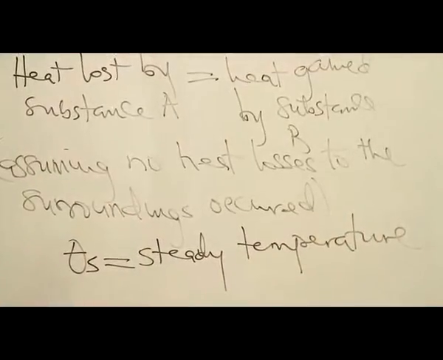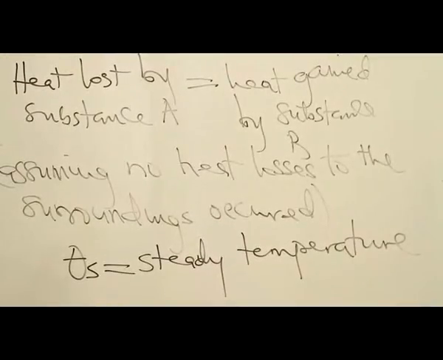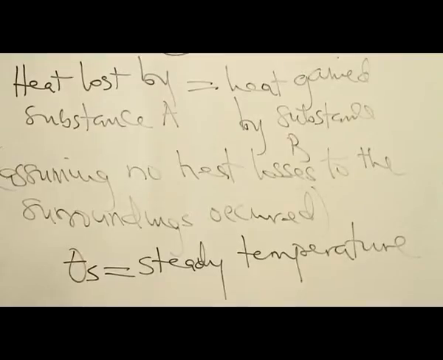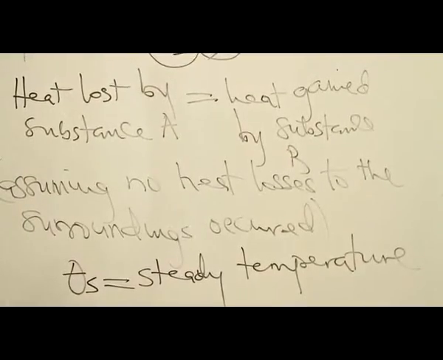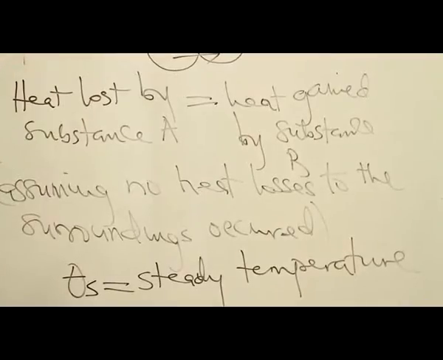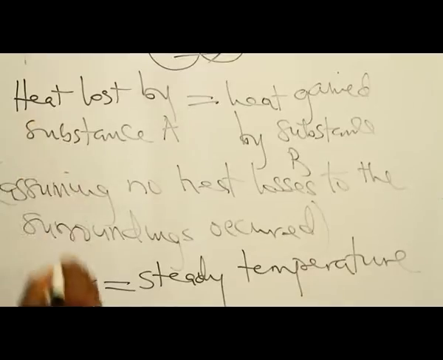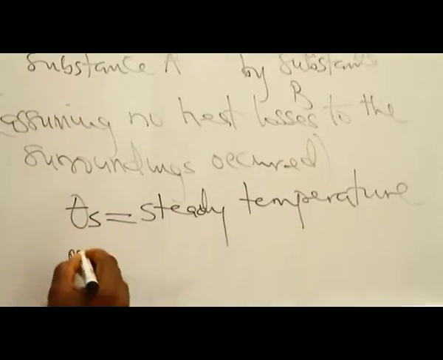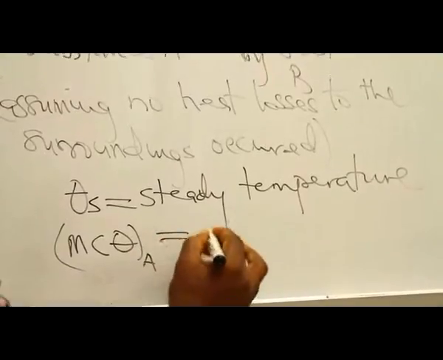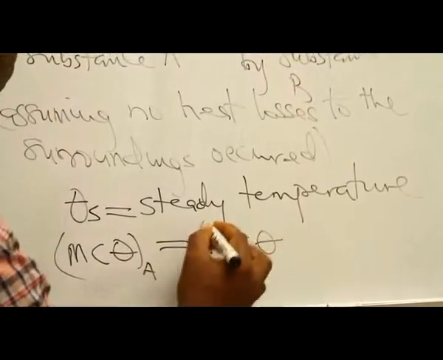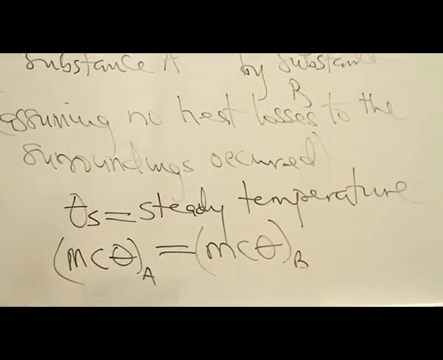Having said that, it is now very clear that the heat lost by A, because we know whether a body loses or gains heat energy, to know the amount of heat energy gained or lost, we use MC theta, where theta is the change in temperature. So the heat lost by A, which is MC theta for substance A, must be equal to MC theta for substance B. But here, there's a difference in the MC thetas.